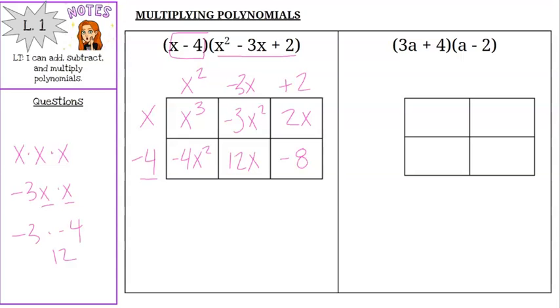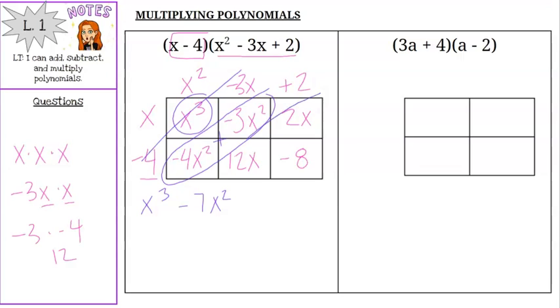And then we're just going to combine our like terms. Now the fun part of the box method is all of your like terms end up in the diagonals. So we have x to the third, because there's nothing else in this diagonal here that would go with x to the third, so it's x to the third. Then if we look here in this diagonal, we get our x squared terms. So we have negative 4 plus negative 3, which is negative 7, and it's x squared.